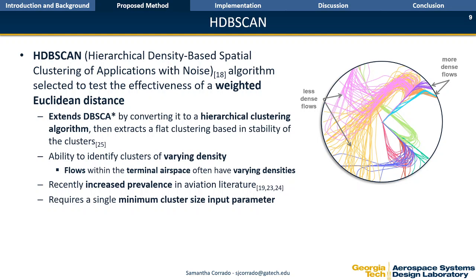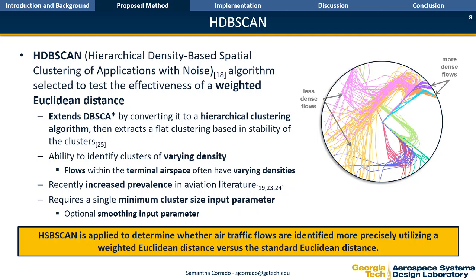The algorithm requires only a single input parameter related to minimum cluster size. And additionally, an optional smoothing input parameter exists, which controls how conservative the clustering is. A larger value for the smoothing parameter means that more points are going to be declared as outliers, and the clusters are going to be restricted to more dense areas. So, HDBscan is applied to determine whether air traffic flows are identified more precisely utilizing a weighted Euclidean distance versus the standard Euclidean distance.